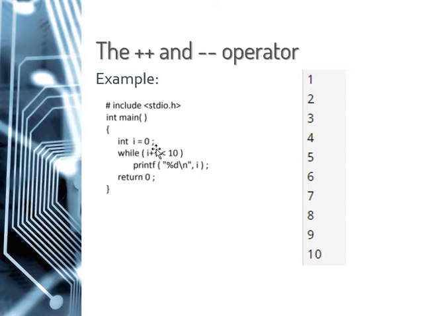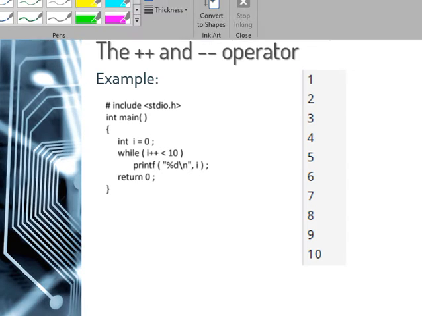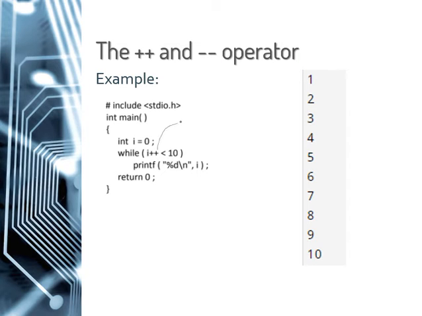So what happens with i++ is this. i++ is like i = i + 1, but the exact step is this: the entire expression is first the value of i plus 1. For example, if i is 0, plus 1 is 1. So the value of i++ is 1.